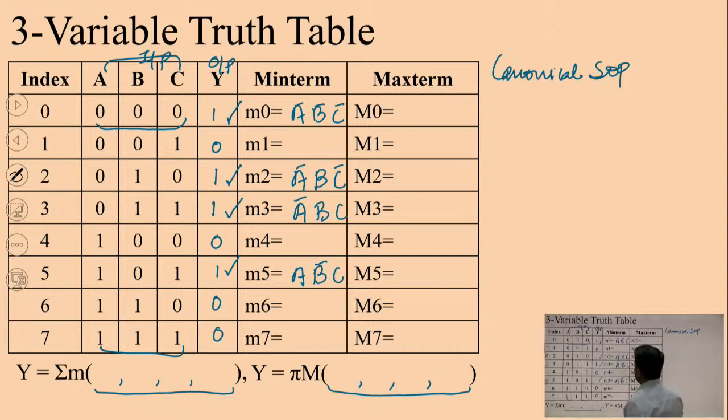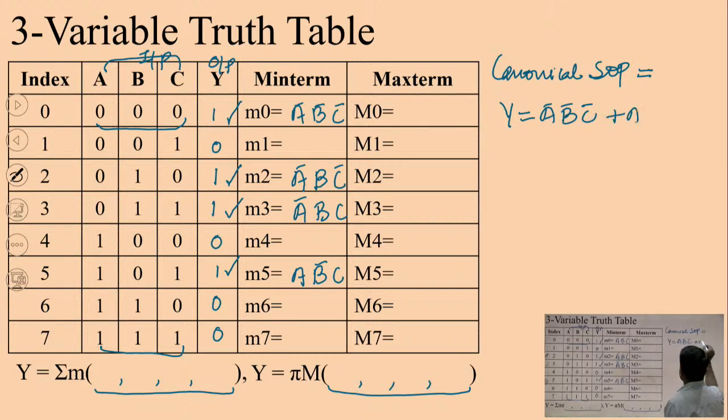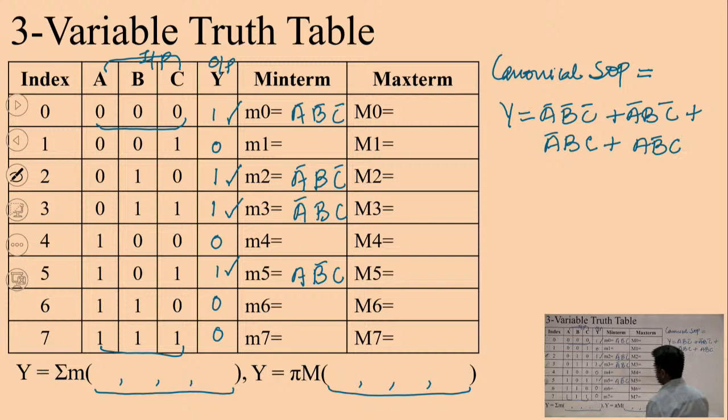Okay. So if I add up these 4, then I can write Y is equal to A bar, B bar, C bar plus A bar, B, C complement, third one A bar, B, C, and the last one is A, B complement, C. Okay, so this is canonical SOP.